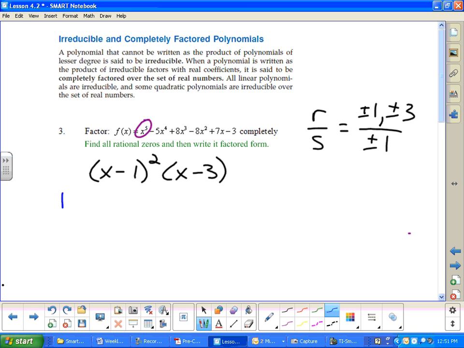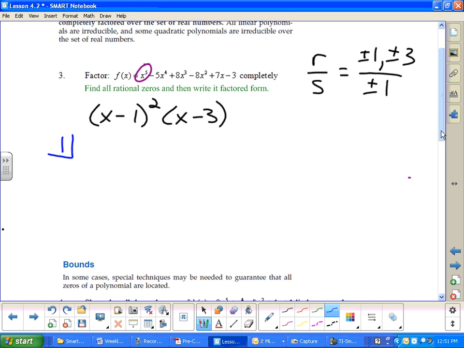All right, so how many zeros represented here? 3. That means I can take this 5th degree polynomial and reduce it down to a quadratic, which is even better yet. And what are they telling us they want? They want it in factored form. Well, here's 2 of the 3 factors right here. There's got to be another one. We just need to find out what it is.